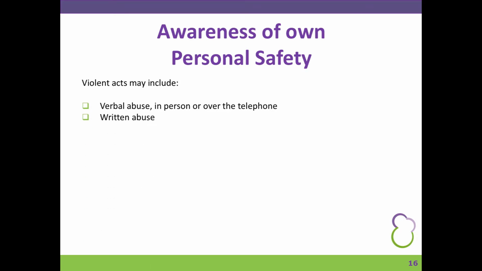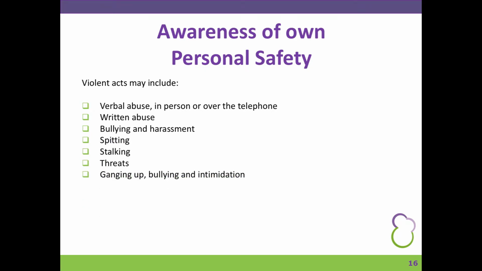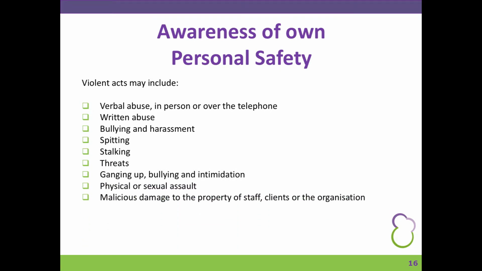Some violent acts may include verbal abuse. This can happen face-to-face or over the telephone, written abuse, bullying and harassment, spitting, stalking, threats, ganging up, intimidation, physical or sexual assault, malicious damage to the property of staff, clients and or the organisation. All acts of violence should be reported to your supervisor as soon as possible.